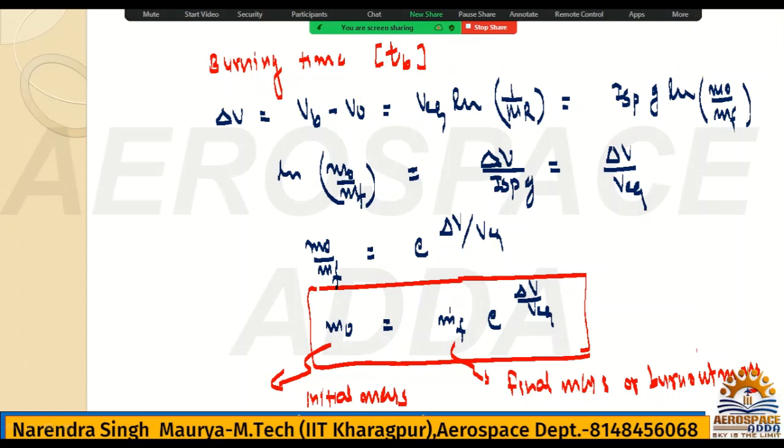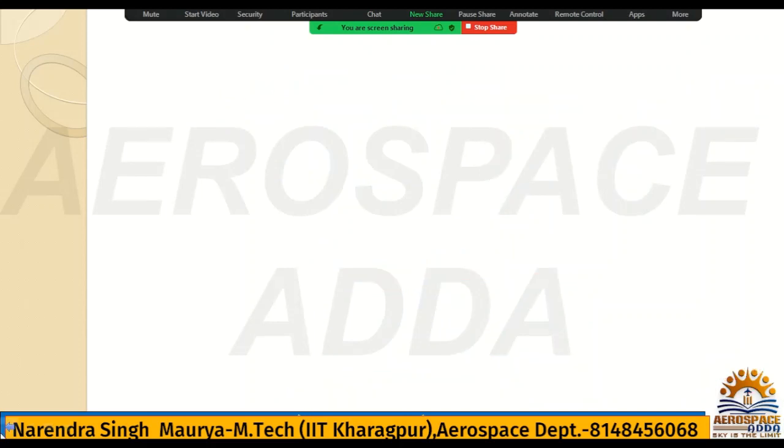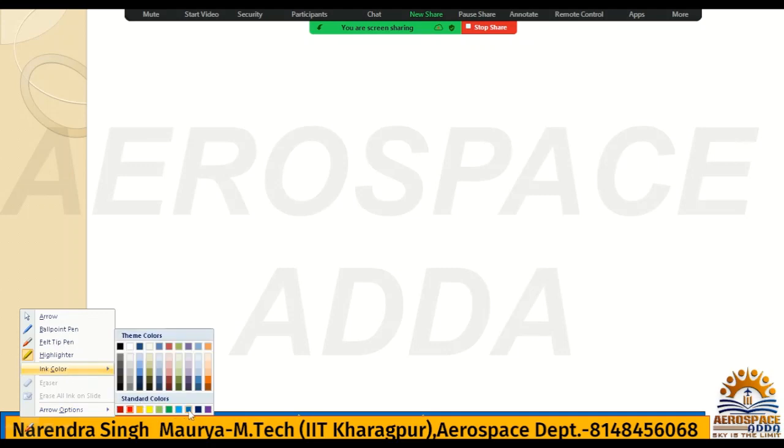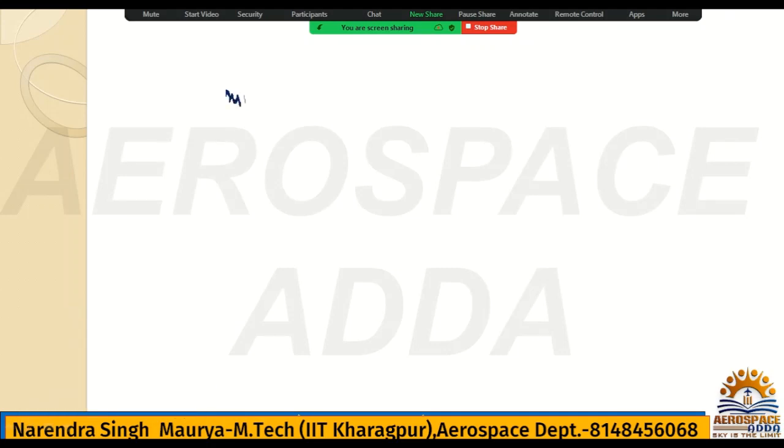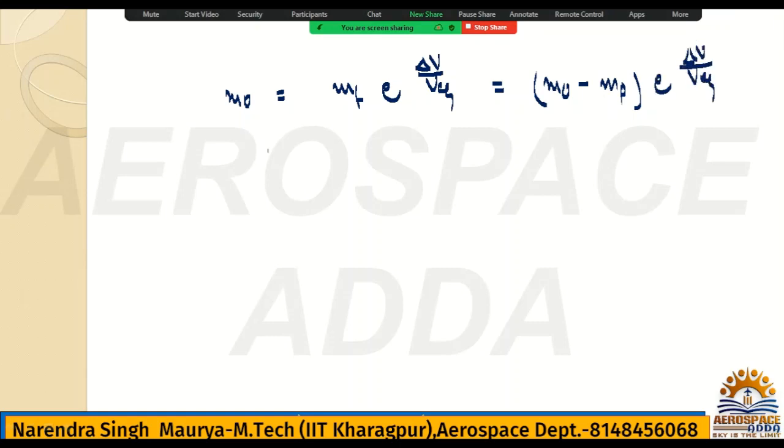Now this m naught is equal to mf e to the power delta V by V equivalent. What is mf, the final mass? It is the initial mass minus the amount of propellant mass consumed, so m naught minus mp, times e to the power delta V by V equivalent.